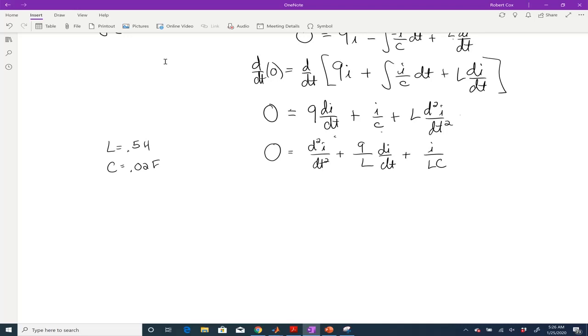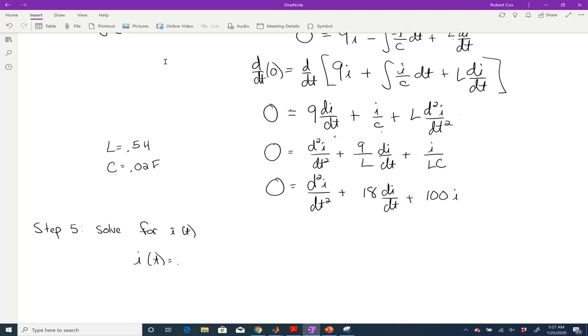If I plug all that in, I get 0 equals d squared I dt squared plus 18 di dt plus 100 I. With that, it's now time to solve. So I get to my step 5, which is to solve for I of t.